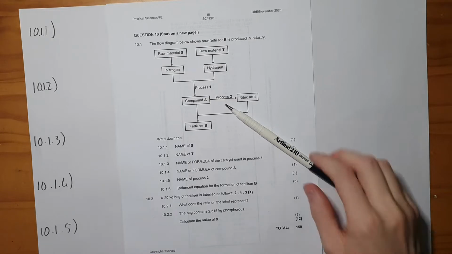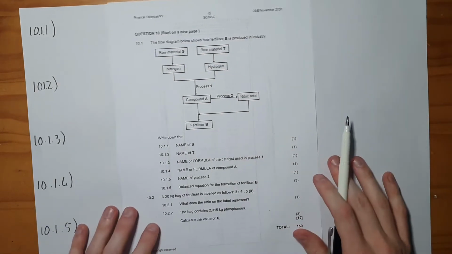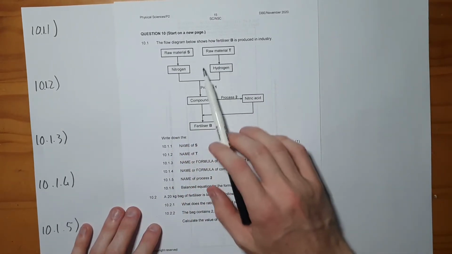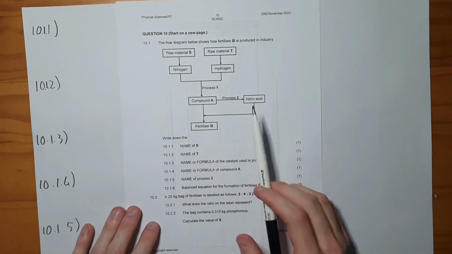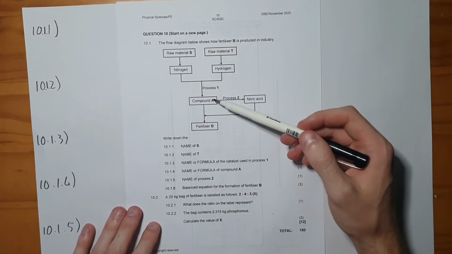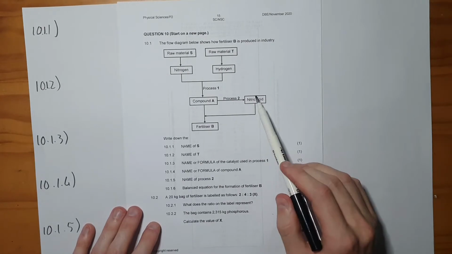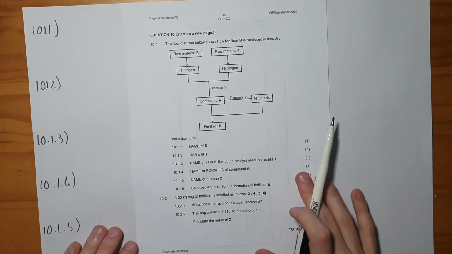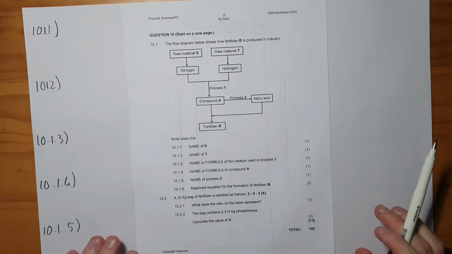Okay, so there's a flow diagram below that shows how fertilizer B is produced in industry. We have two raw materials coming in, nitrogen and hydrogen. That should give you a hint on what we're doing in this first process. Then we produce something with nitrogen and hydrogen, and in step 2, or process 2, we produce nitric acid and then fertilizer B. The two main processes you should be thinking of here are the Haber process and the Ostwald process.